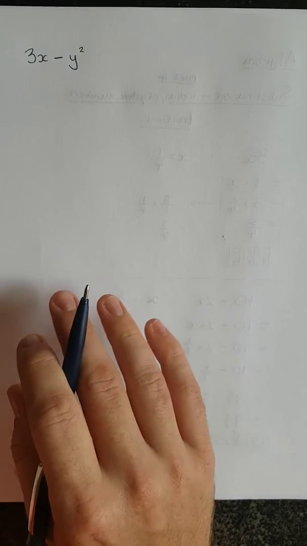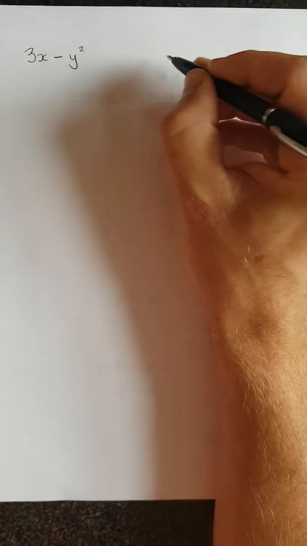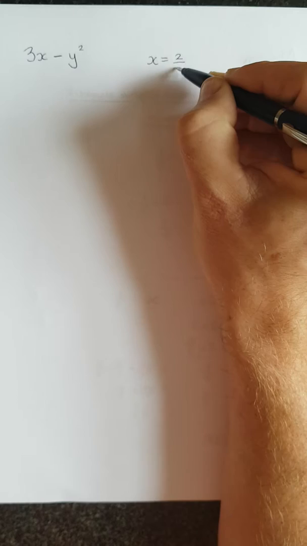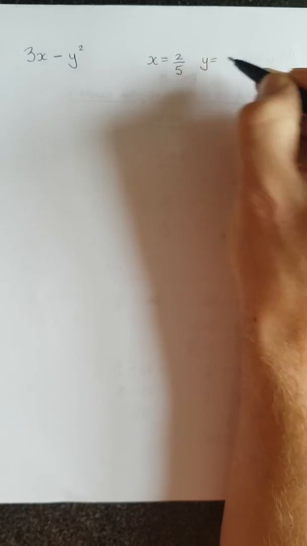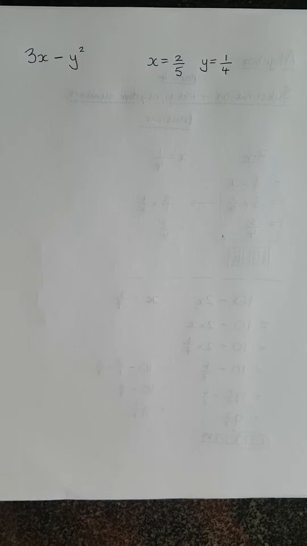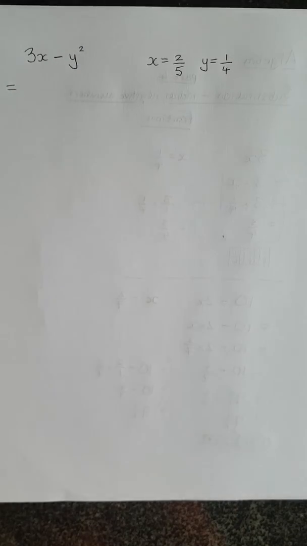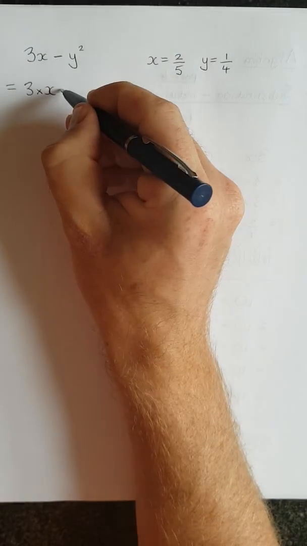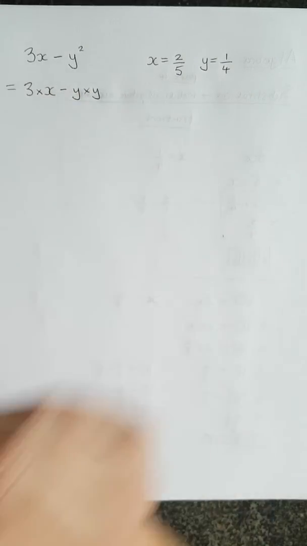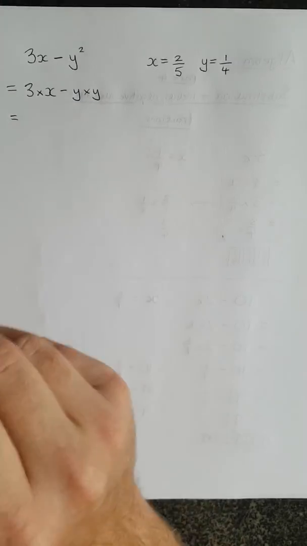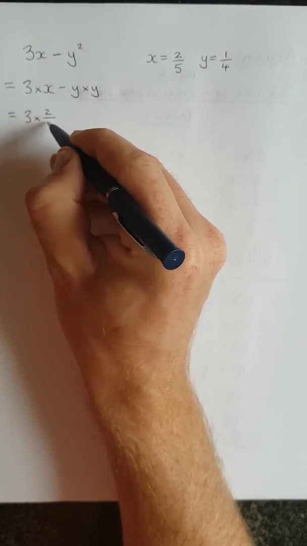It had to happen at some point. We've now got indices and fractions. I'm going to make x equal to 2/5. I'm going to make y equal to 1/4. So no negatives yet. First stage, write it out. Second stage, substitute the values.